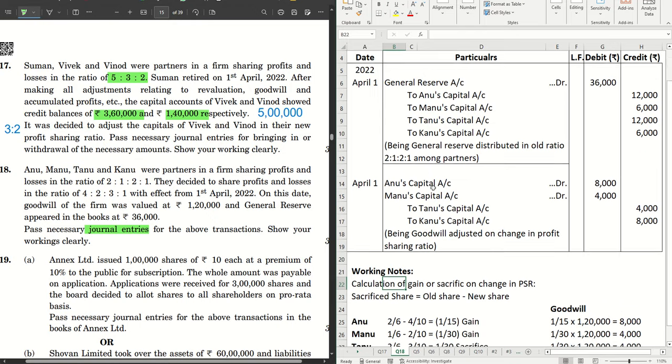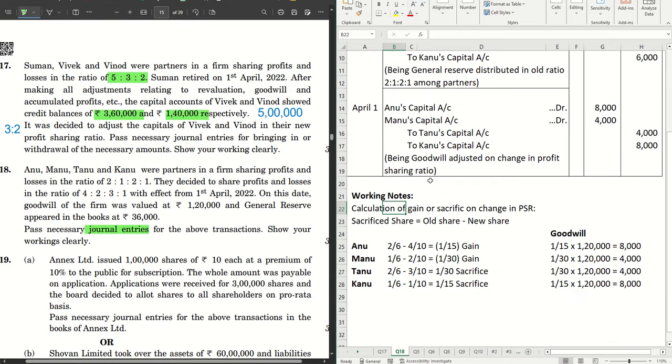So before jumping into the journal, let's have a look at the workings, which are very important. Calculation of the gain or sacrifice on change in PSR, and we all know the formula: sacrificed share equals old share minus new share. For Anu, the old share is 2 by 6, whereas the new share is 4 by 10. So Anu is gaining 1 by 15. Similarly for Manu, 1/6 was the old share minus 2 by 10, which is again 1 by 30 gain. But Tanu and Kanu are sacrificing: 2/6 minus 3/10 is 1 by 30 sacrifice, and for Kanu 1/6 minus 1/10, which is 1 by 15 sacrifice.